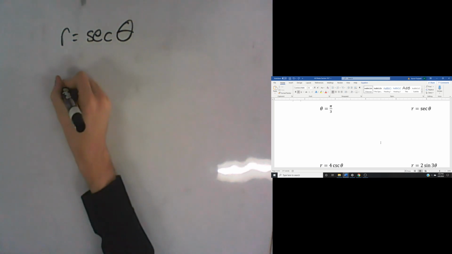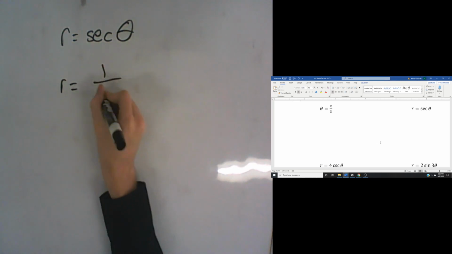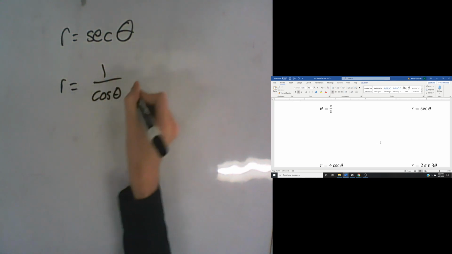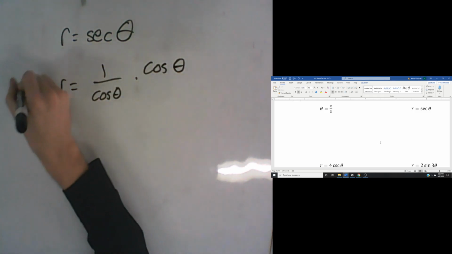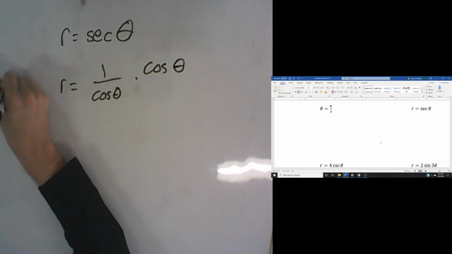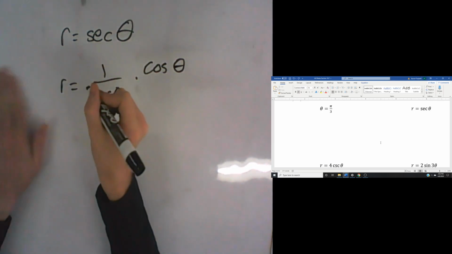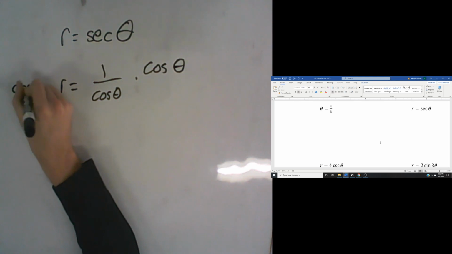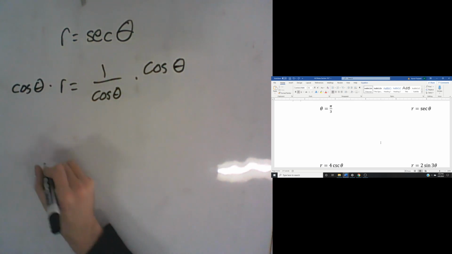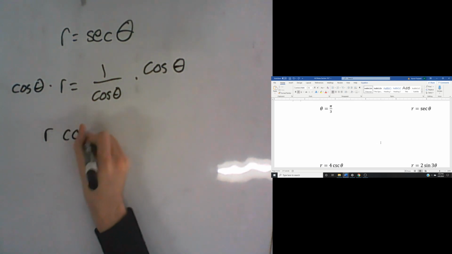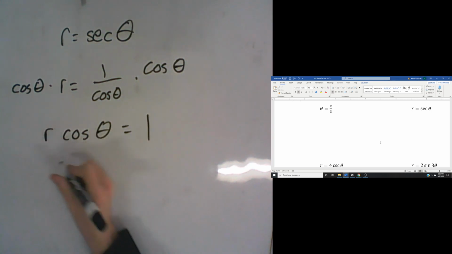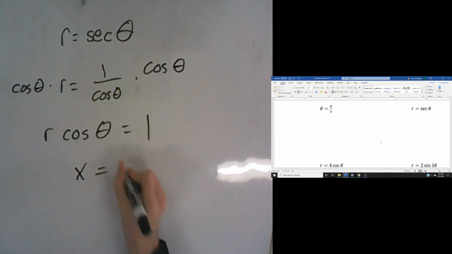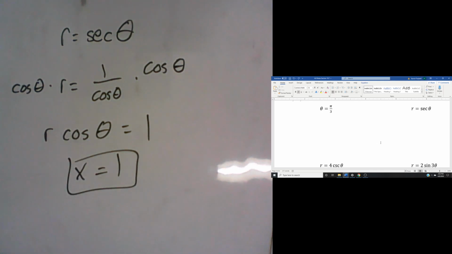Okay, secant is 1 over cosine theta, and we just multiply both sides by cosine theta. Now, guys, I am joking. It was not clear. I used the wrong phrase. Okay, which becomes r cosine theta equals 1. R cosine theta is x, so x equals 1. Okay?